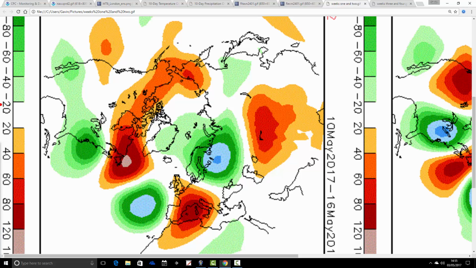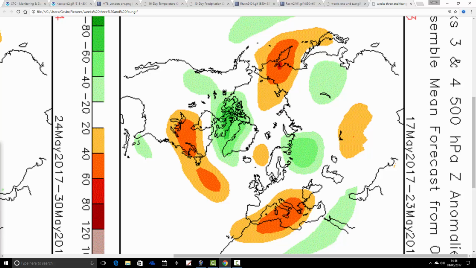Now, the CFS is a bit different to anything that we've seen so far for week 2. This takes us from the 10th through to the 16th of May, when it's actually building the ridge and the heights to the south of us. And we've got this low pressure out to the west and also a trough over Scandinavia. What that would do is bring up much warmer air, actually, from the south-southwest. There's not much sign of that with the GFS and ECMWF, have to say, but that's what the CFS wants to do today, bring up some warmer air from the south through that second week of May. So a lot of uncertainty about the second week of May, where things are going there.